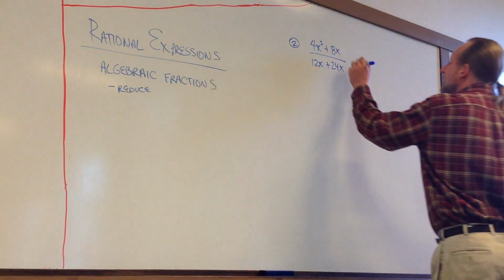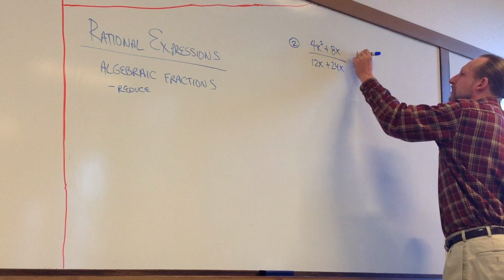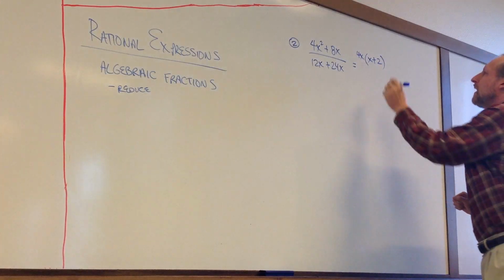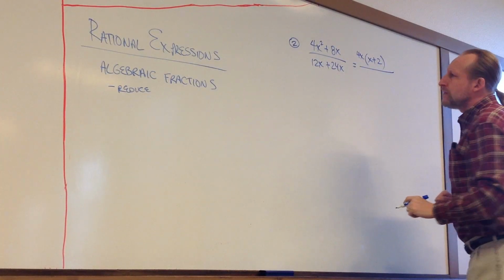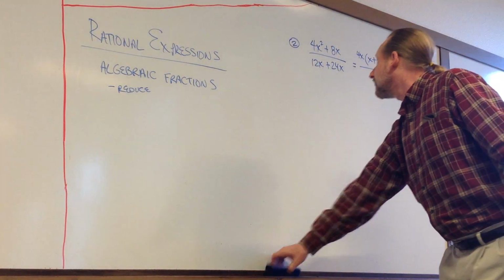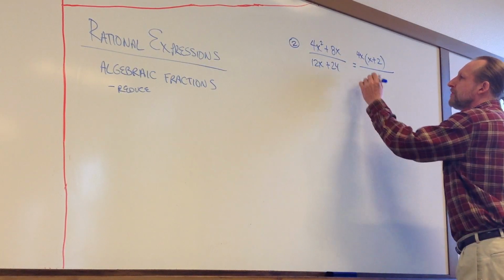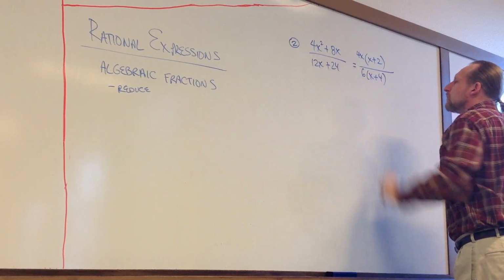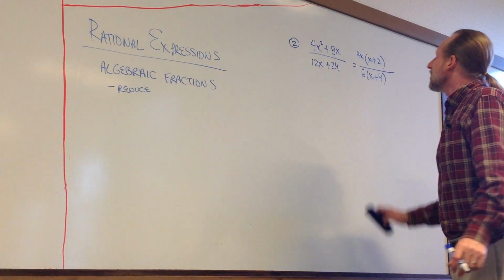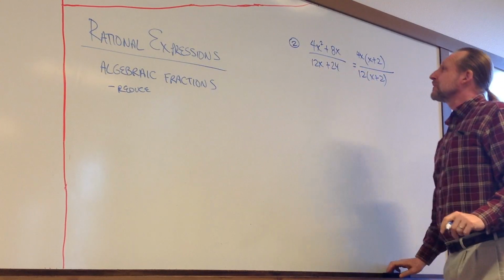But the best thing to do here is just find the factors of the top, find the factors of the bottom. On top we've got a common factor of 4x, and that would leave us with x plus 2. And on the bottom, let's see, oh, I think I wrote this down wrong. 12x plus 24. So there we go. Okay. Here, what do we have? We've got a common factor of 6, and that would leave us with x plus 4 inside the parentheses. Oh, that's not right. We've got a common factor of 12. There we go. And that leaves us with x plus 2.